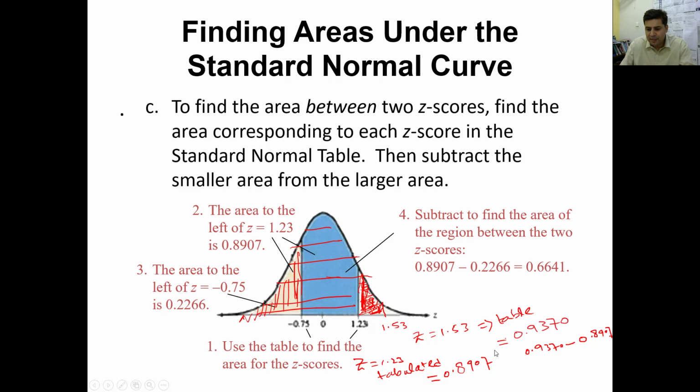So when you subtract the tabulated value of 1.23, which is 0.8907, from the tabulated value of 1.53, which is 0.9370, you will get this. It means 4% of the whole area lies between 1.23 and 1.53. In this way you will calculate the area under a specific normal curve using the standard normal table.